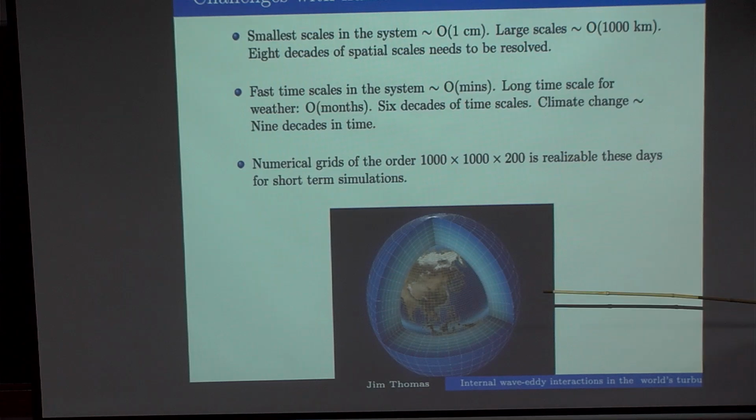So we can go to 10 kilometers in the atmosphere. Ocean will be 3 to 5 kilometers. Yes, we'll put, these are called vertical levels.